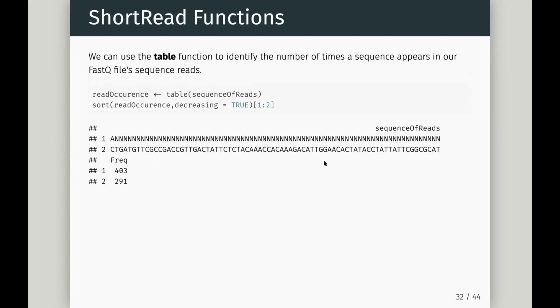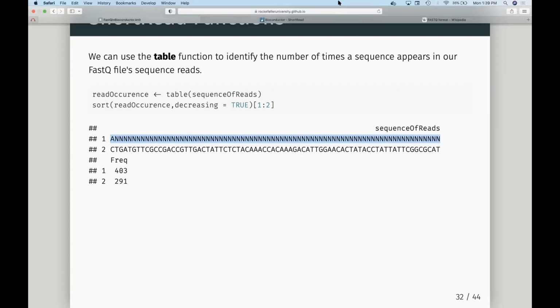Another really useful function is just to see if you have too many of one sequence in your file. So here we can do table, and table will identify the number of times a sequence appears in our FastQ sequence reads. So in this case, we can just do table, give it our reads, and we can see that our most common read is in fact A and then a whole sequence of Ns. Okay, so you can use this to just quickly see what is your most common read. Is there some bias, something you're sequencing over and over again? You can pull that out just using the table function.